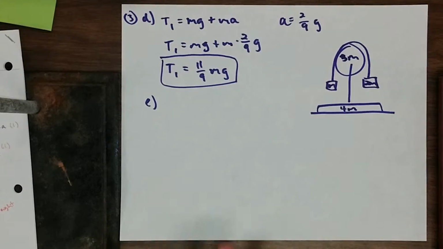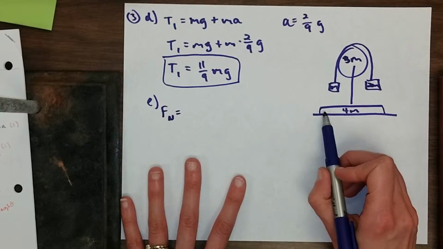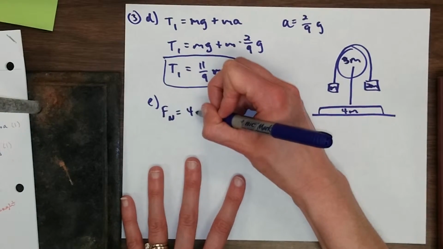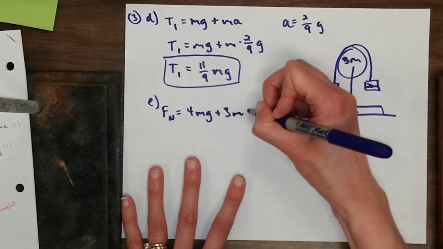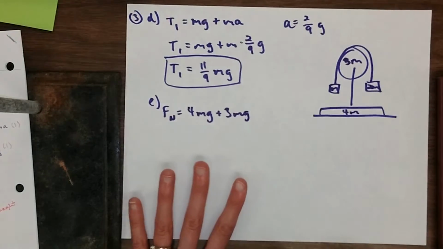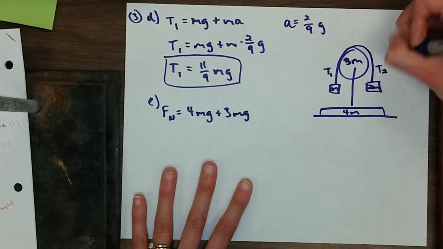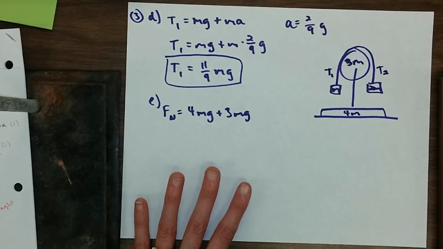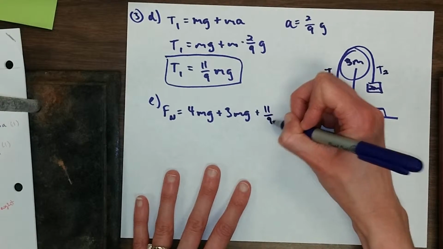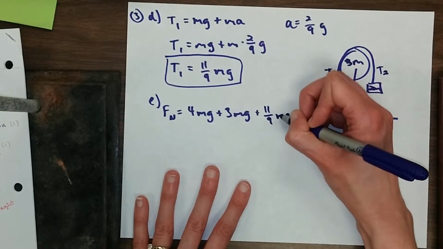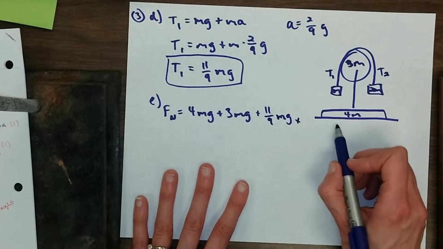So to get that normal force, we need to add the weight of the stand, which would be 4 mg, the weight of the pulley, which would be 3 mg, and then the two tension forces, T1 pulling down on the pulley and T2 pulling down on the pulley. T1 we just found in part D, it was 11/9 mg. Now T2 we can find, I'm running out of room here, but I need to add T2 to this.